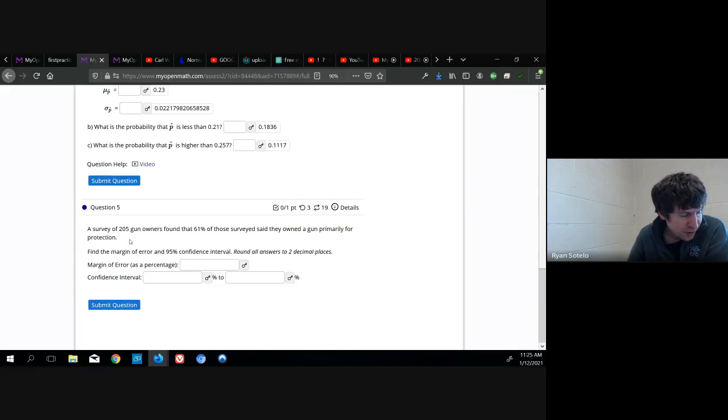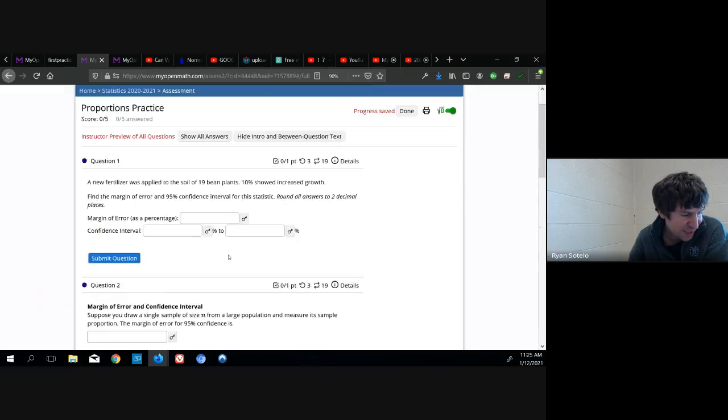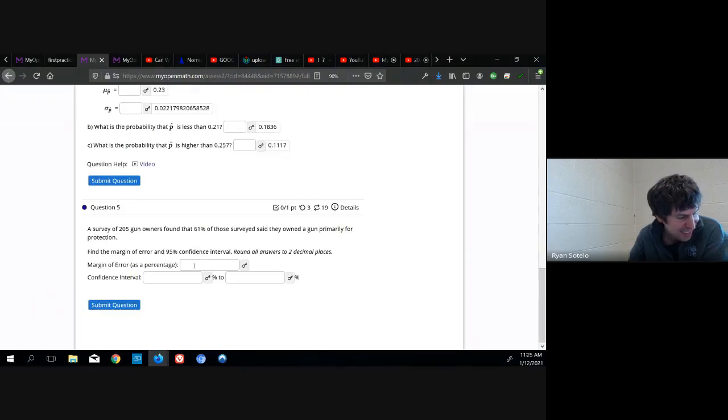And the last one, you have 205 gun owners, 61%. They have it for protection. Find the margin of error in a 95% confidence interval. So this is like number 1, I think. So let's hope it works.